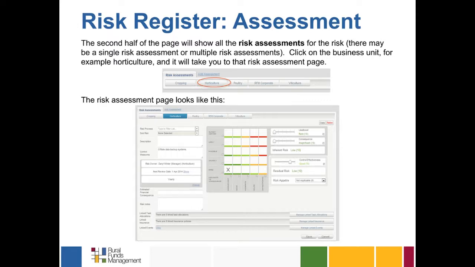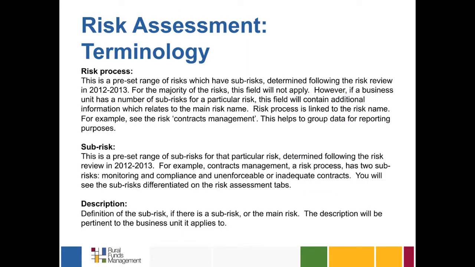There may be a single assessment or multiple assessments. Click on the business unit, for example, horticulture, and it will take you to that risk assessment page. An image of the risk assessment page is displayed here. Risk process is a preset range of risks which are sub-risks determined following the risk review in 2012. For the majority of the risks, this field will not apply. However, if a business unit has a number of sub-risks for a particular risk, this field will contain additional information which relates to the main risk name.